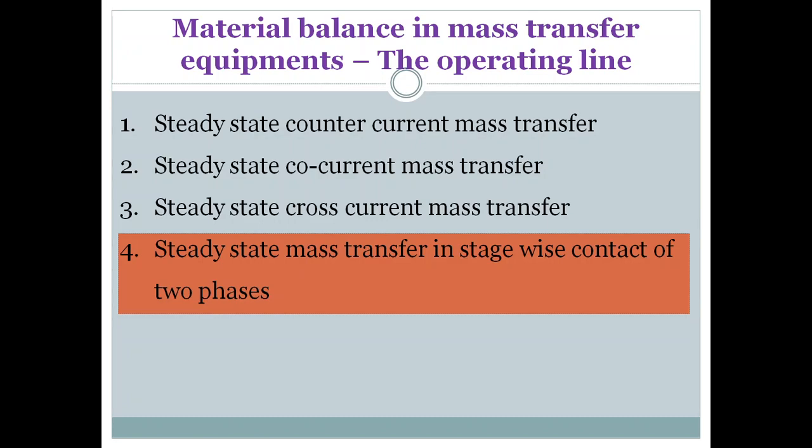The concept is, can we make multiple equilibrium stages in a single equipment? Because once I reach the equilibrium for a case, up to the equilibrium we get the mass transfer, that is, the maximum mass transfer is possible. But if you take counter current or co-current, you can see that only a single equilibrium can be reached. One time you can reach the equilibrium.